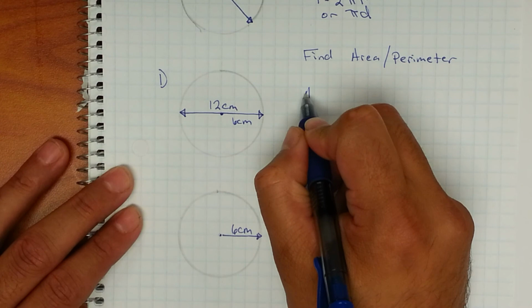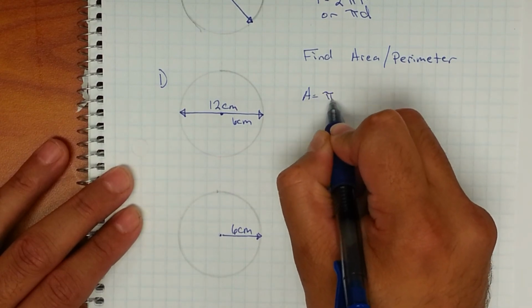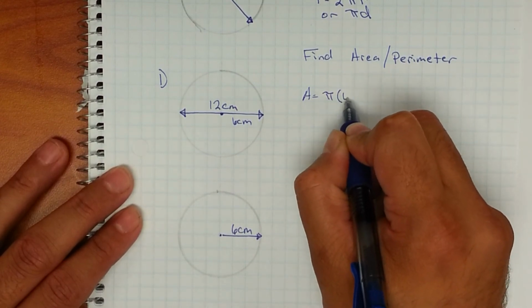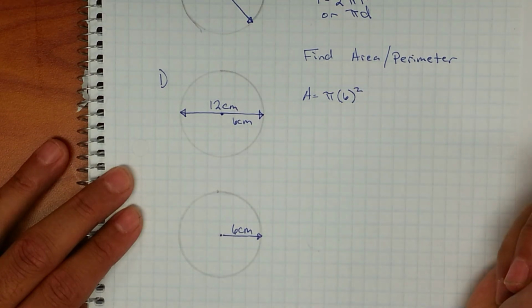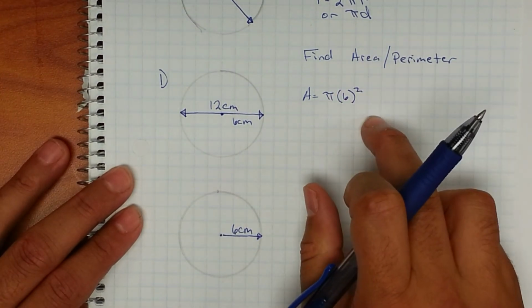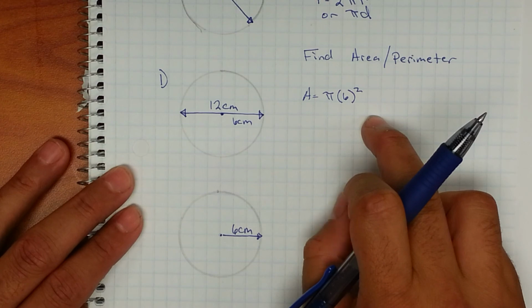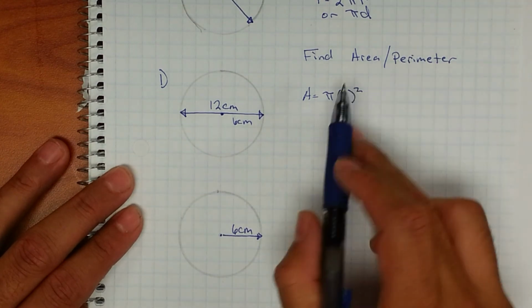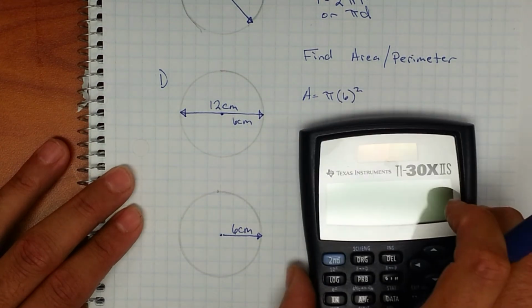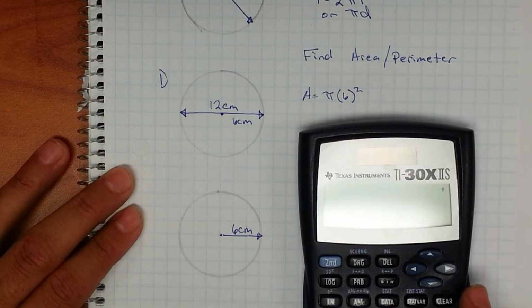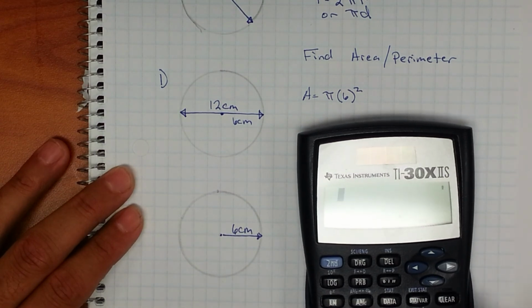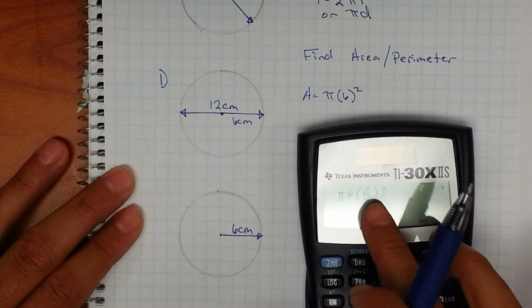Now let's find the area equals pi. My radius is going to be 6 squared. And when you're doing these problems, I want you to round to 1 decimal point. So we're going to round to 1 decimal point on this. So in my calculator, I'm going to have pi. Actually, there's a pi button. It's right here. Pi times, there's my parentheses 6, close it and square that. I have a square button here.